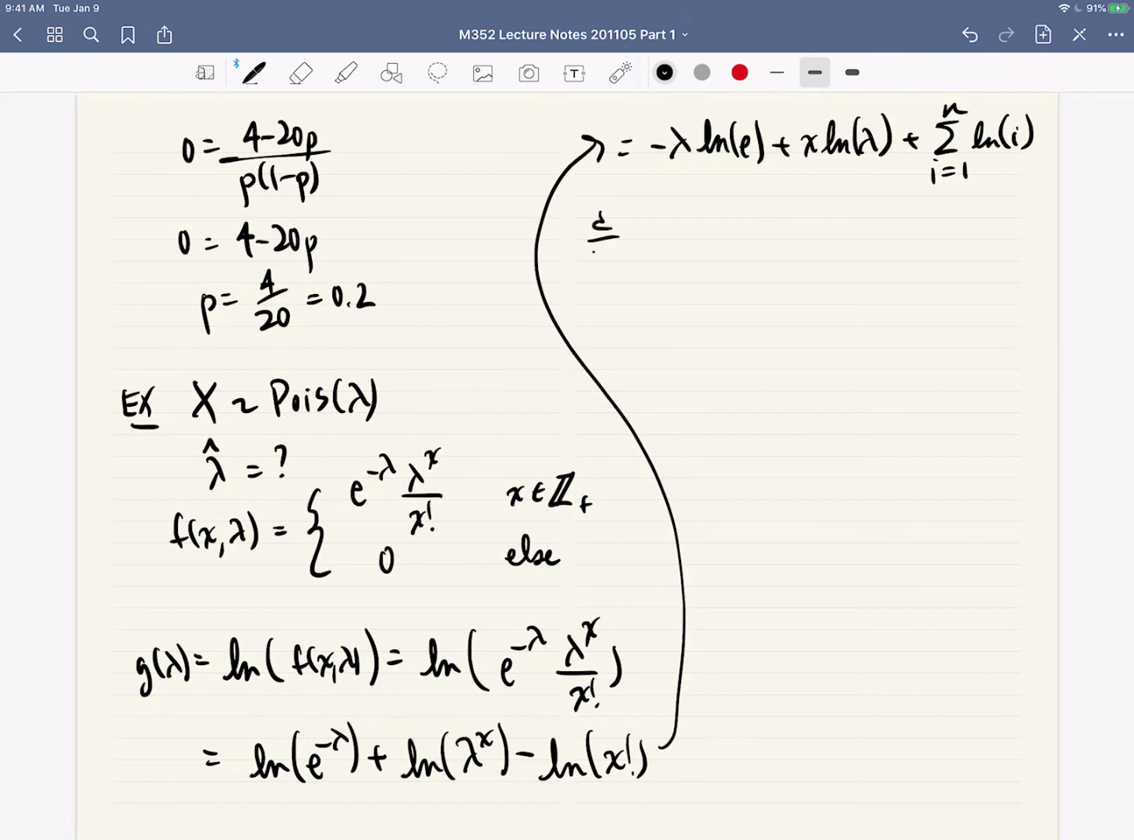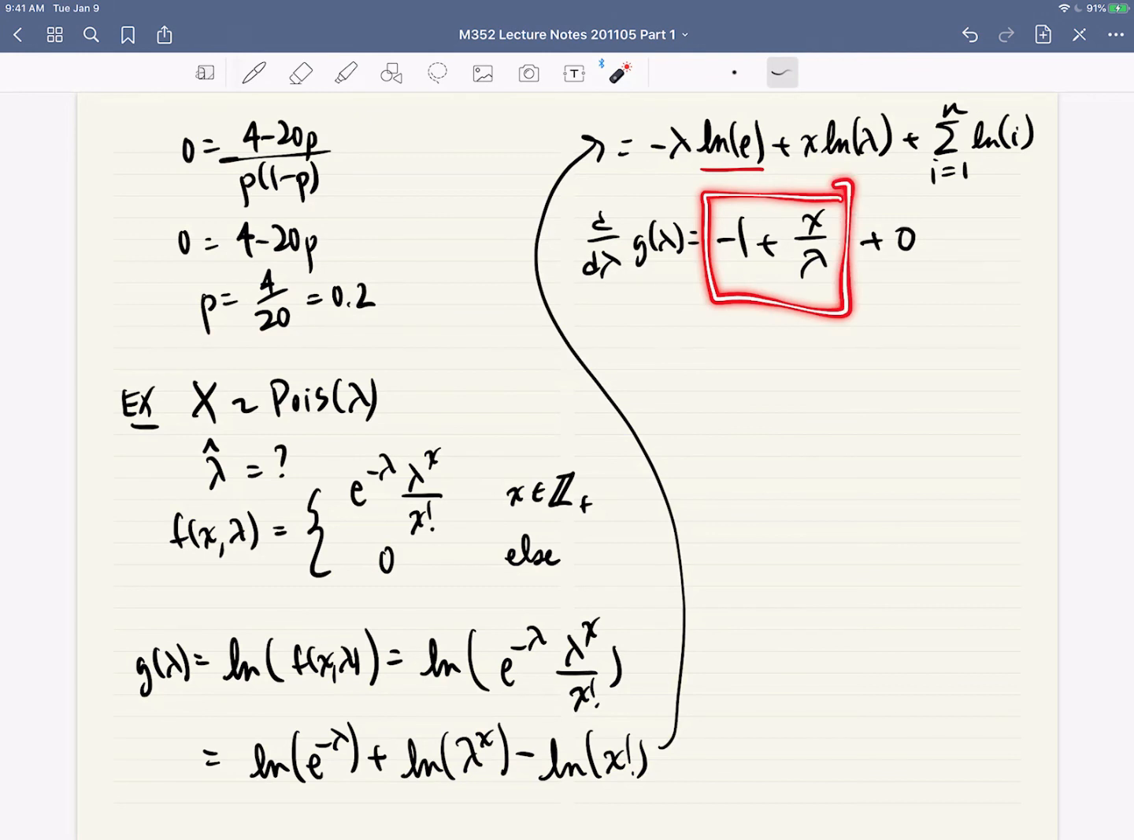Now, what's the derivative with respect to lambda of g of lambda? Well, in the first term here, log e is just 1. So when we take the derivative of the first term, we get a minus 1. In the second term, x is a constant with respect to lambda, so we get x over lambda, because the derivative of log of lambda is 1 over lambda. And this last set of things here, there's no lambda, so that's just going to be 0. So this is our derivative.